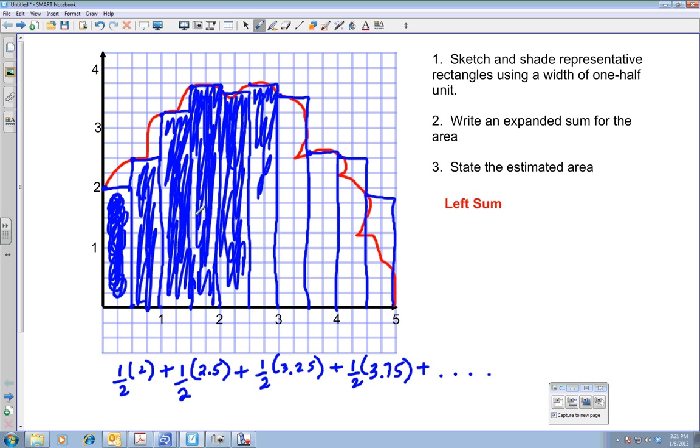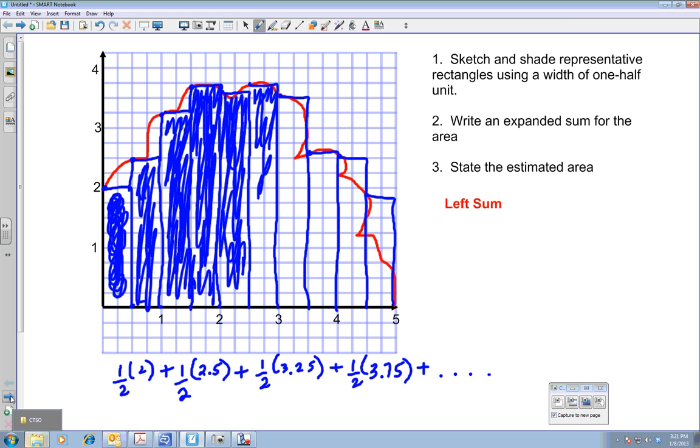And then to find the total area, I would add all these up, figure out what this is and add it up. So that's what the left sum looks like. All right, now on your worksheet, you're going to go ahead and finish. Write down all the sums. That's what it says, write an expanded sum. That's what this is. And then number 3, state the estimated area. You'd go ahead and add all these up and see what it's equal to. So that's the left sum.